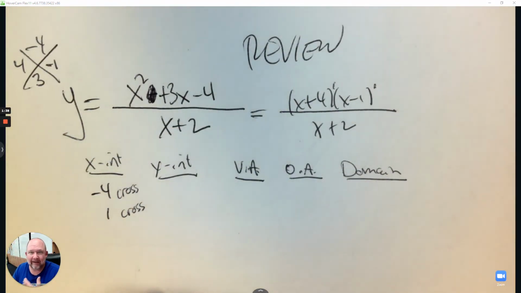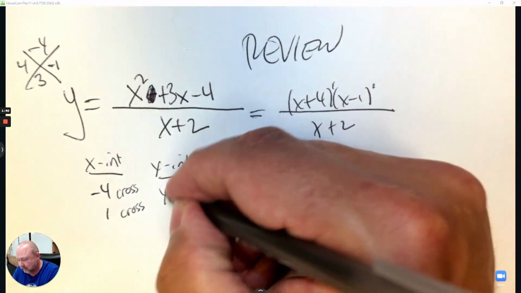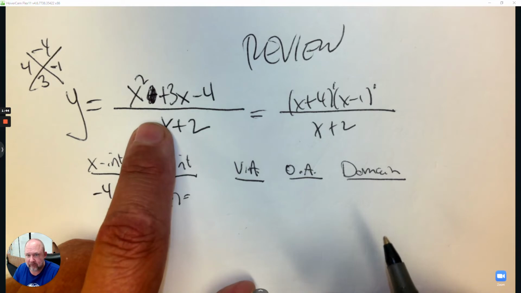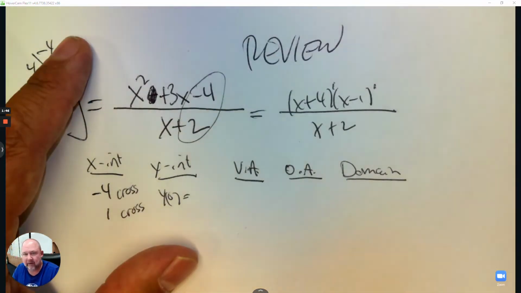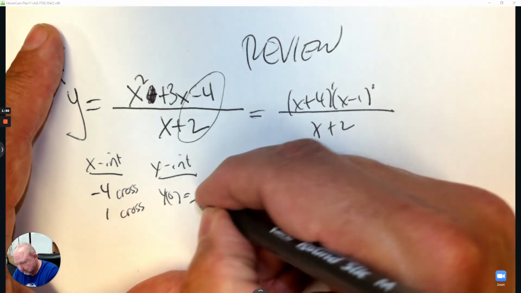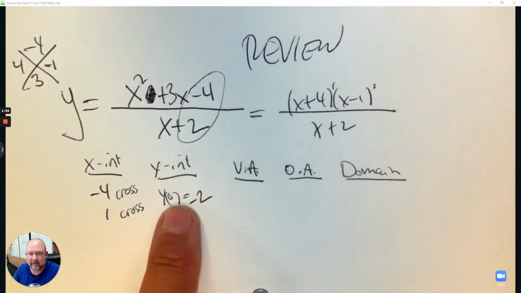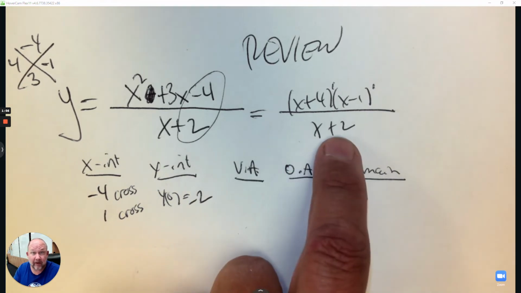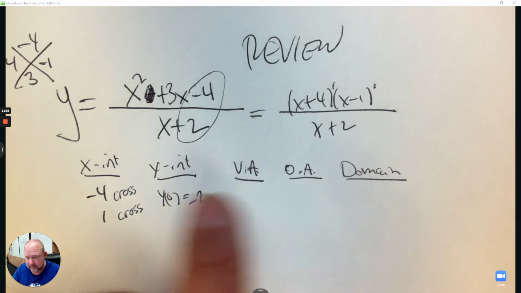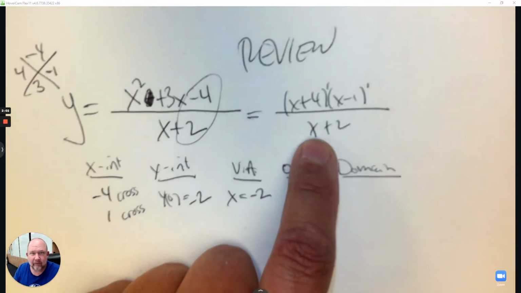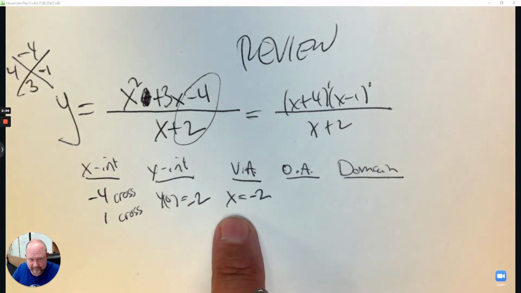To find the y-intercept, you plug in 0 for x. So wherever there's an x, put 0, 0, 0. And then what are you left with when you plug in 0? It's -4 divided by 2. So the y-intercept is -2. The vertical asymptote comes from the denominator. What makes the bottom 0? And we write it x equals. So the vertical asymptote is x = -2.